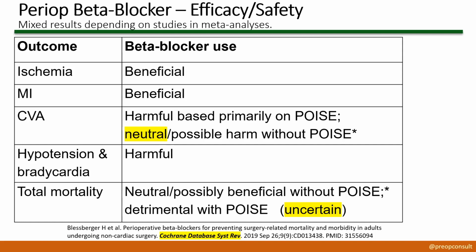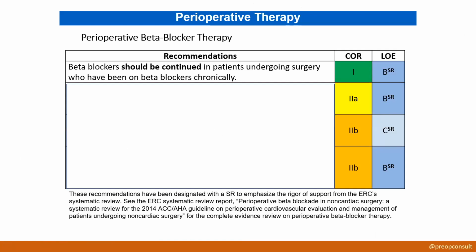This is the current state of the art in terms of recommendations or outcomes with perioperative beta blockers. The ACC guidelines say that if you're on a beta blocker, you should continue it perioperatively because we know that stopping it will cause rebound ischemia and hypertension in these patients who are not in any of the trials.